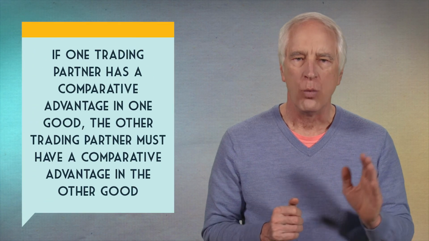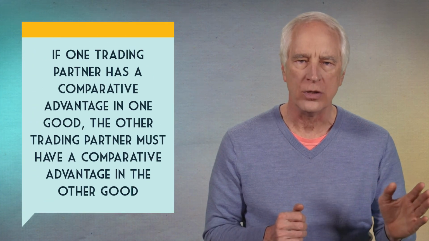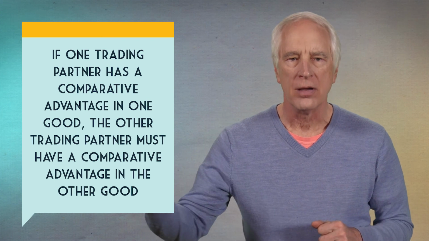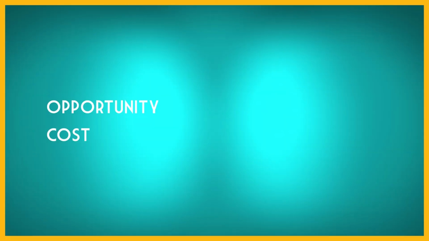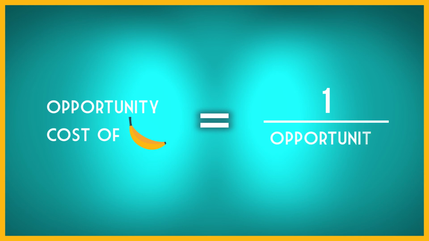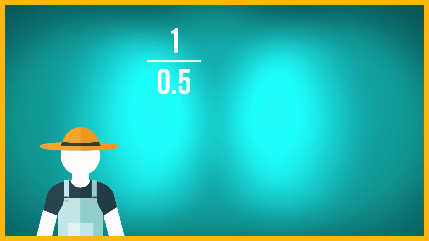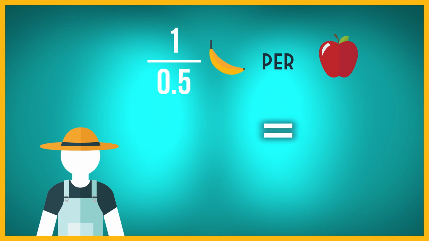However, if one trading partner has a comparative advantage in one good, the other trading partner must have a comparative advantage in the other good. The opportunity cost of one good is 1 divided by the opportunity cost of the other good. For example, since Edward's opportunity cost of producing an apple is 0.5 bananas per apple, his opportunity cost of producing a banana must be 1 divided by 0.5 bananas per apple, which equals 2 apples per banana.